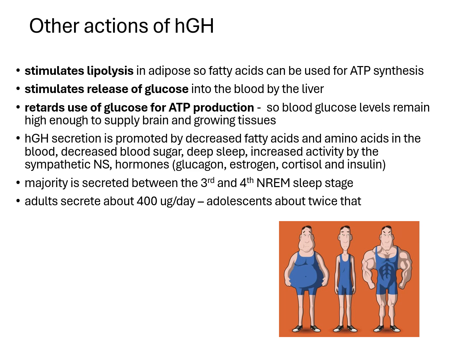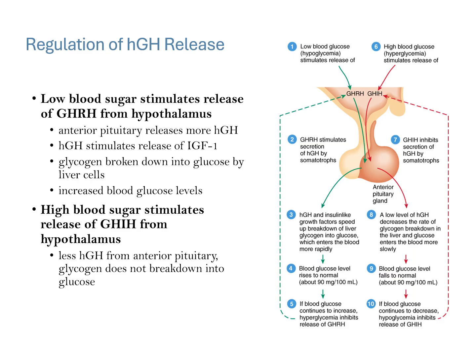And there are numerous other hormones that can actually cause human growth hormone production and release. Things like glucagon can do it, estrogen, cortisol, and insulin. Adults secrete about 400 micrograms of human growth hormone a day, but adolescents will secrete about twice that. One of the body signals that can stimulate the release of human growth hormone will be low blood sugar.